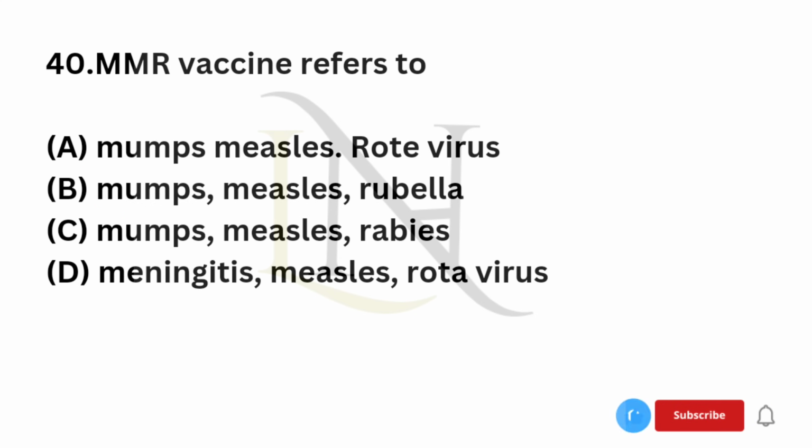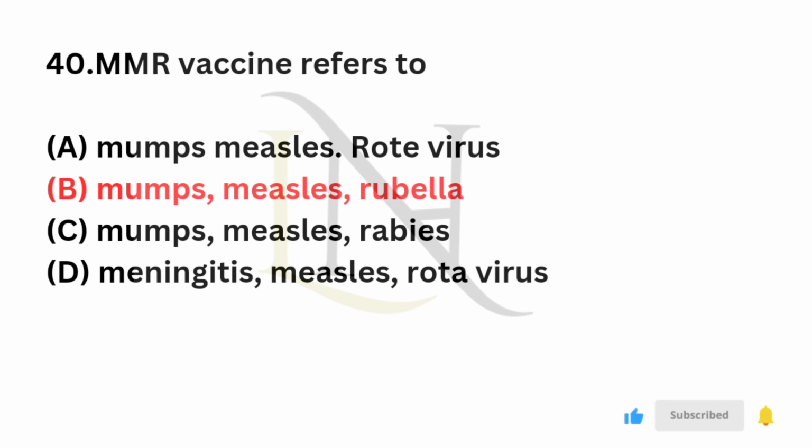MMR vaccine refers to: Option A, mumps, measles, rotavirus. Option B, mumps, measles, rubella. Option C, mumps, measles, rabies. Option D, meningitis, measles, rotavirus. Correct answer: Option B, mumps, measles, rubella is MMR.